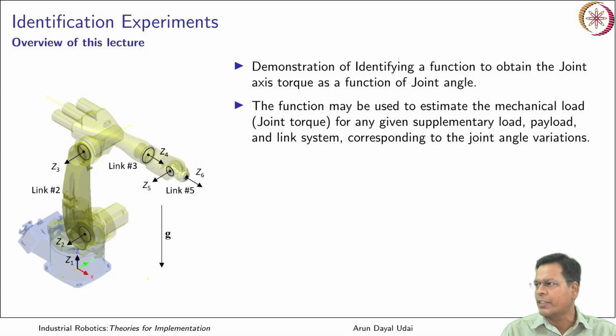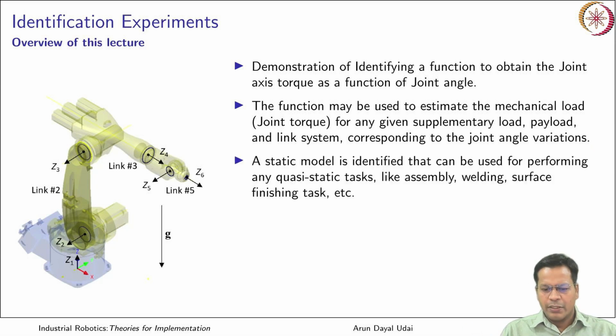The function may be used to estimate the mechanical load, that is the joint torque, for any given supplementary load, payload, and link system. It includes everything which is there, including the wires if there are any, or solenoid valves, or a transformer, whatever is there, corresponding to the joint angle variation. So joint torque corresponding to the joint angle variation, we'll try to figure that out.